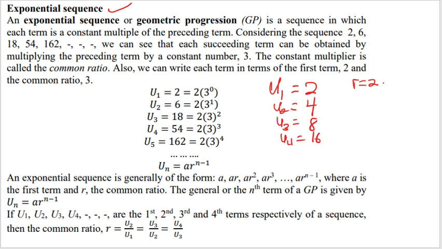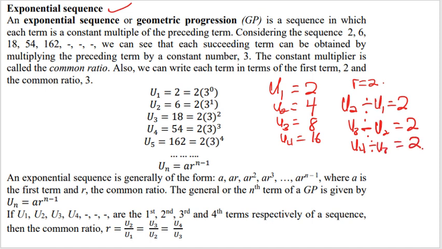So you can see that it has a common ratio of 2, because if I take the second term, U2, and divide by the first term, I'll get 2. Or if I take U3 and divide by U2, I'll still get 2. Or even pick U4 and divide by U3, you get 2. So whenever you see a sequence in that form, it means that sequence is an exponential sequence.